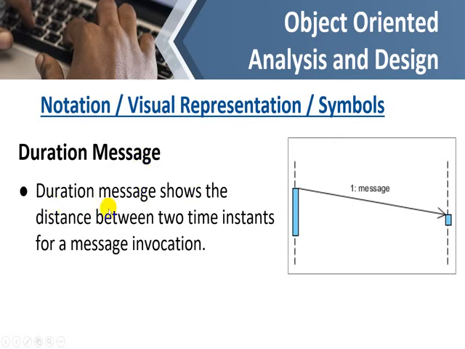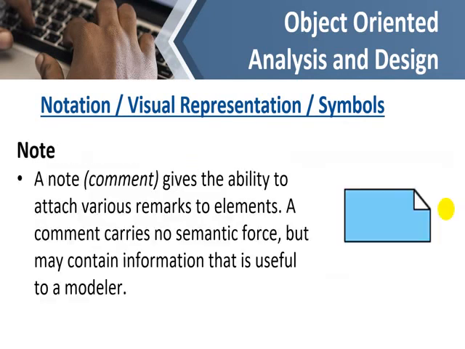Duration message. A duration message shows the distance between the two time instances for a message invocation. So you can see that it is not a straight line. So it is telling us the time taken to send that message, or the time taken by the message to reach the other object.